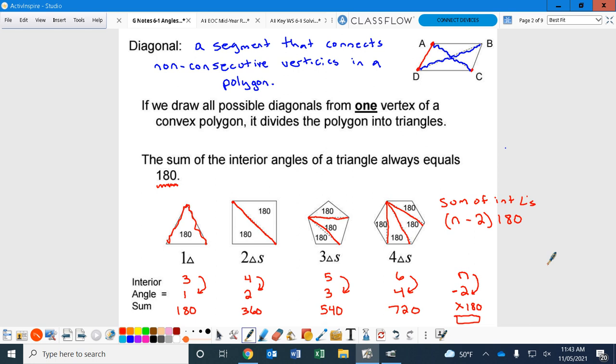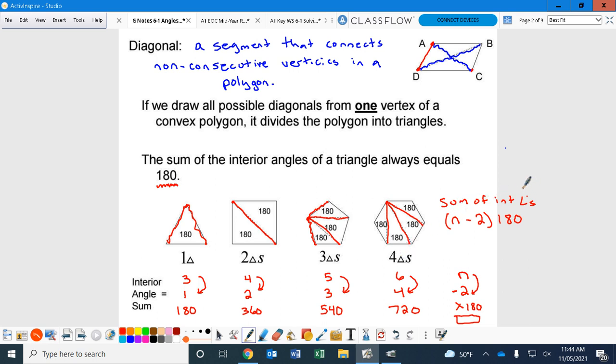The formula is always minus 2, and the reason it's always minus 2, look at this. If I've got a point right here, there's always two sides that are connected to it that can't form triangles. They can't make diagonals. Okay? When do we use it again? Anytime we're trying to find what's called the sum of the interior angles.